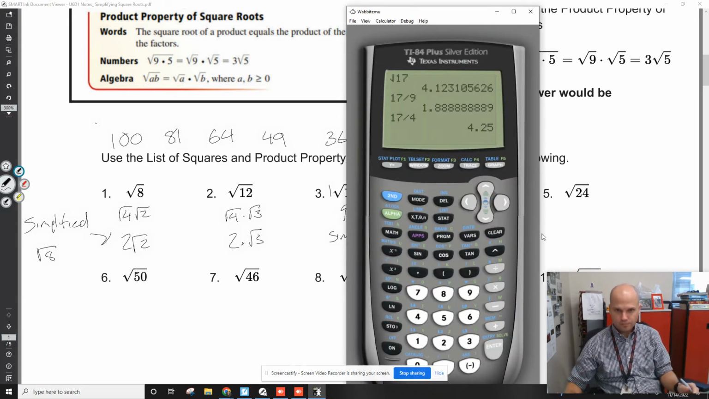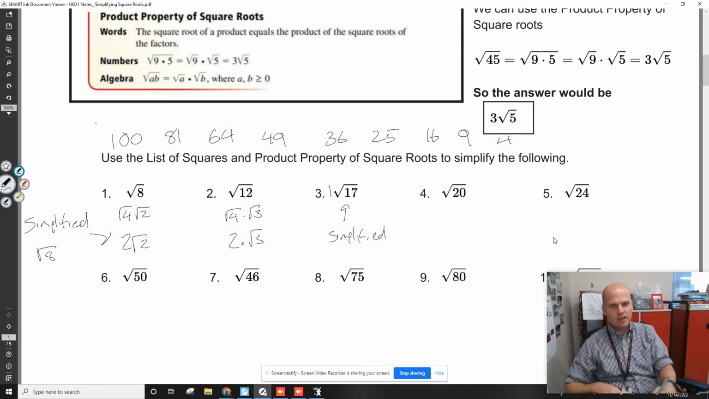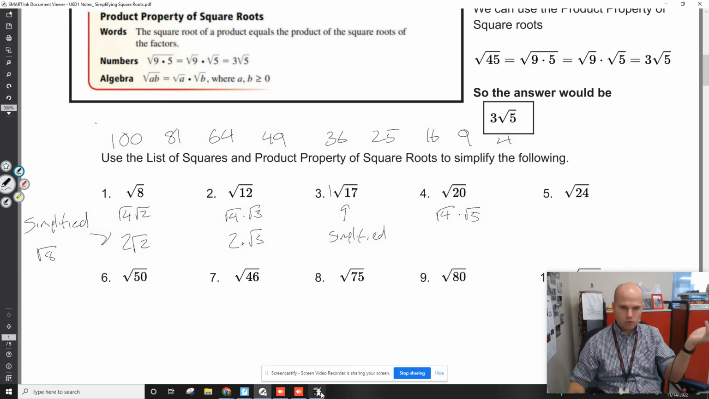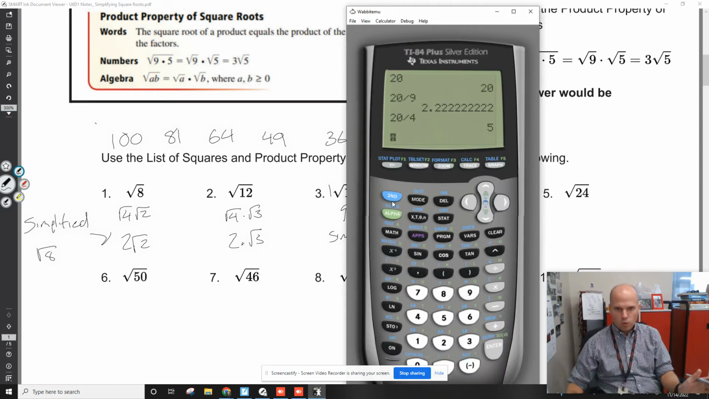Let's try 20. 20 divided by 16, you know that's not going to work. So maybe instead you try 20 divided by 9. Doesn't work. 20 divided by 4. Does work. Okay? 4 times 5. Now make sure we understand this. It's not 4 times 5. It's root 4 times root 5 is the same as root 20. Okay? Roots work like exponents, so this is why we're able to split this up and it works. If you don't care about that, that's fine.